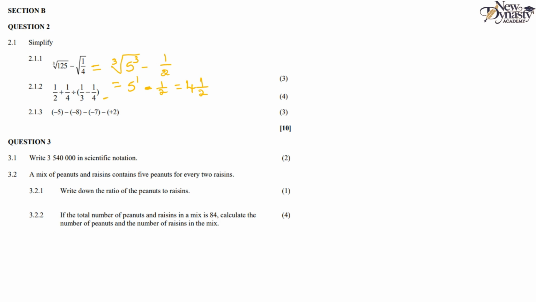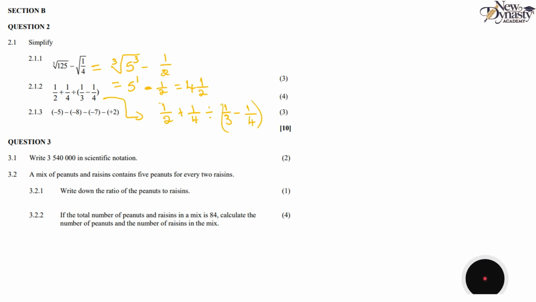Then the next question. Here we are adding, dividing, subtracting fractions. So you can work them as they are here. Work with the first two here, 1 over 2 plus 1 over 4. You can work them separately. How do you do that? Let me rewrite this. So we're going to have 1 over 2 plus 1 over 4. This is divided by 1 over 3 minus 1 over 4. And that was put in brackets.